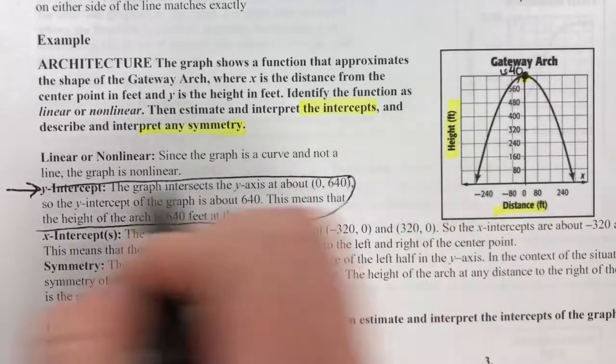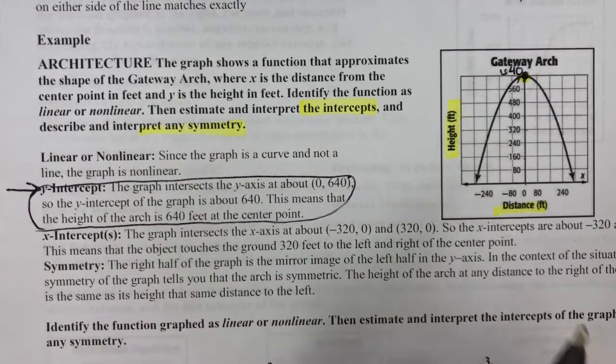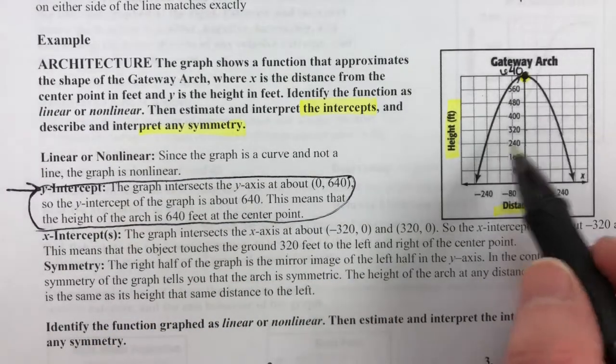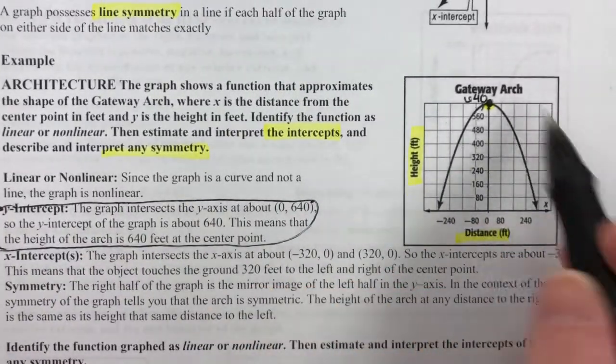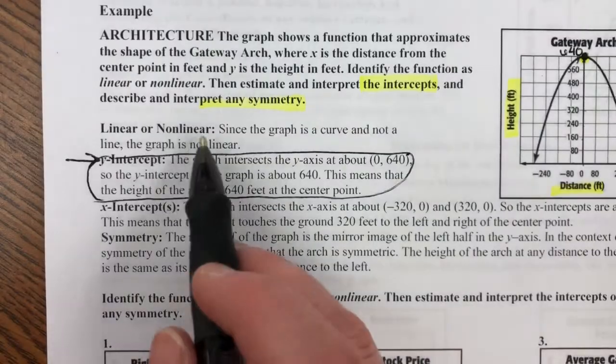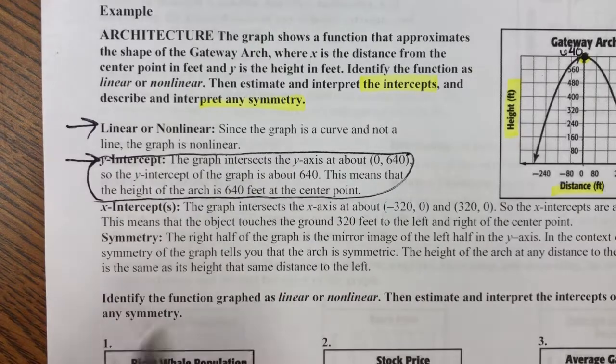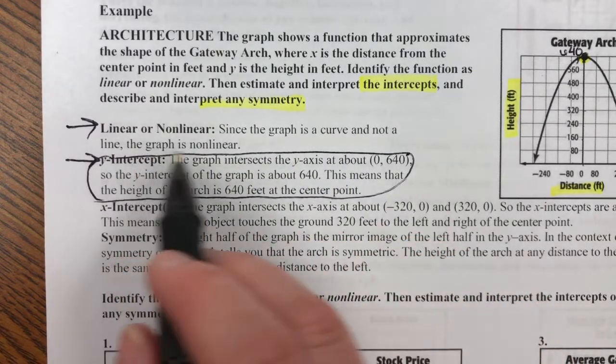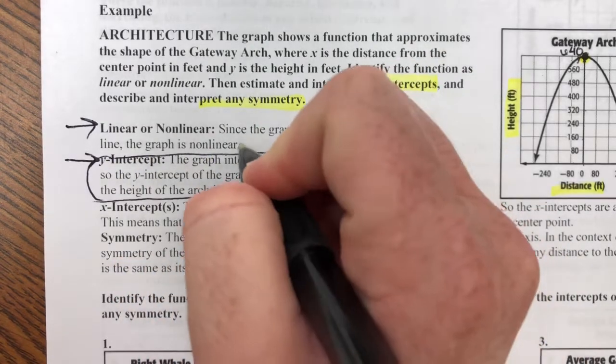Ask yourself, what does it mean? Okay, great, I know what the intercept is, but what does that mean? We obviously know, I didn't answer this one first, but this is non-linear. It's a parabola. It is not a straight line, so that's what they're saying here. Linear or non-linear: since the graph is a curve, it's not in a line, it is non-linear.